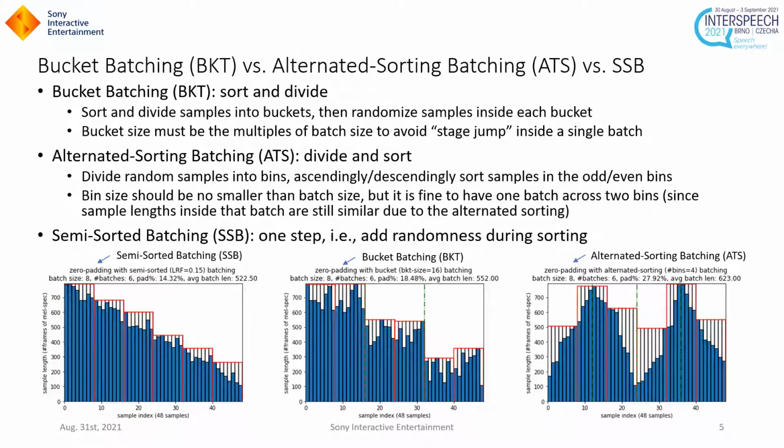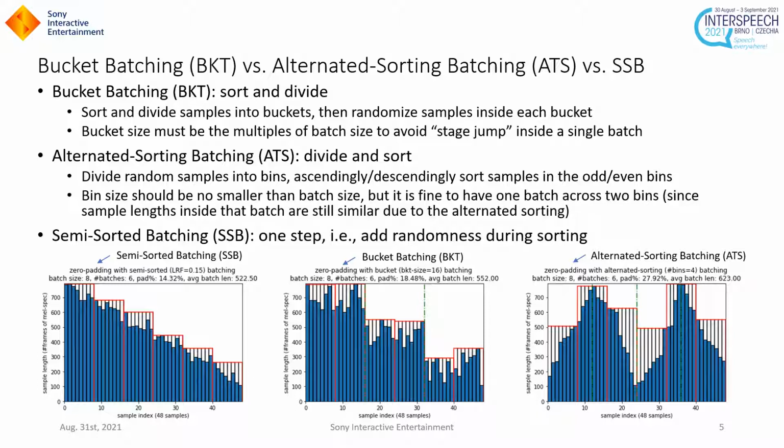There are two reference batching strategies, which are bucket batching and alternate sorting batching. Bucket batching is a two-step approach: sort and then divide. It sorts samples and divides them into different buckets. Then it randomizes samples inside each bucket. The bucket size must be a multiple of batch size to avoid a state jump inside a single batch. The second figure here shows an example of bucket batching. There are 3 buckets, and inside each bucket there are 2 batches. As you can see, the batch length from one bucket to another bucket is sorted, and within one bucket the batch length is randomized.